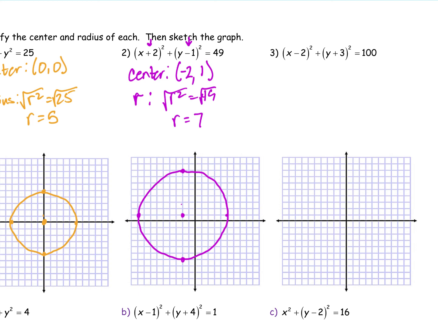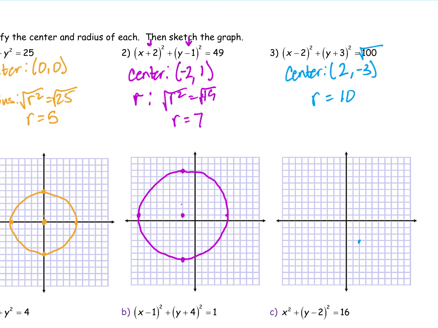Awesome. So I'm going to do this last one, and then you guys are going to get a chance to try. So what do I have? My center is (2, -3), and my radius is 10, right? The square root of 100 is 10. So if I put my center at (2, -3), I'm just going to kind of draw this first. There's no way I'm going to be able to count 10, right? Because my graph only goes by 10 squares.